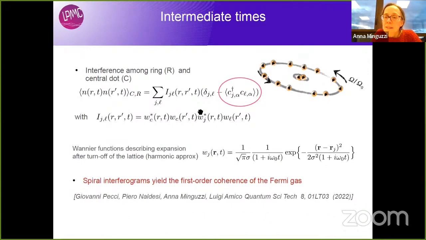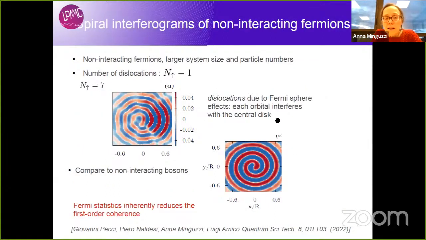Going rapidly across the one-body coherence, the interference of these released atoms with the central ring, by employing the expansion into orbitals, we immediately obtain that this density-density correlation is related to the first-order correlation of the fermionic gas. In particular, before you had seen a spiral with one dislocation; let me show you that it is very general. If we have more particles, we still have a spiral with more dislocations. If we compare to non-interacting bosons, this type of coherence is clearly reduced, due to the fact that Fermi statistics inherently reduces the first order coherence.